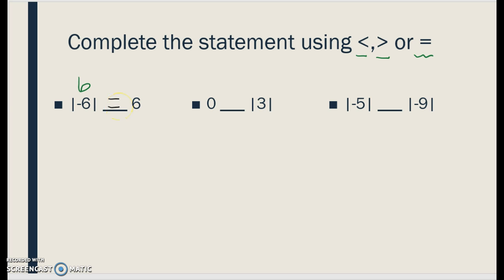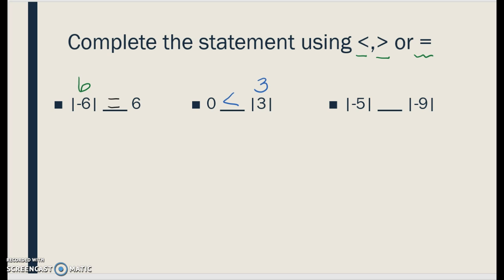So our second problem is comparing 0 and the absolute value of 3. So the absolute value of 3, I'm going to put the value above, which is 3. So now I'm comparing 0 and 3. The 3 is larger than 0, so I would fill that blank in with a less than sign, so 0 is less than 3. And then our last one, there's actually two absolute values.